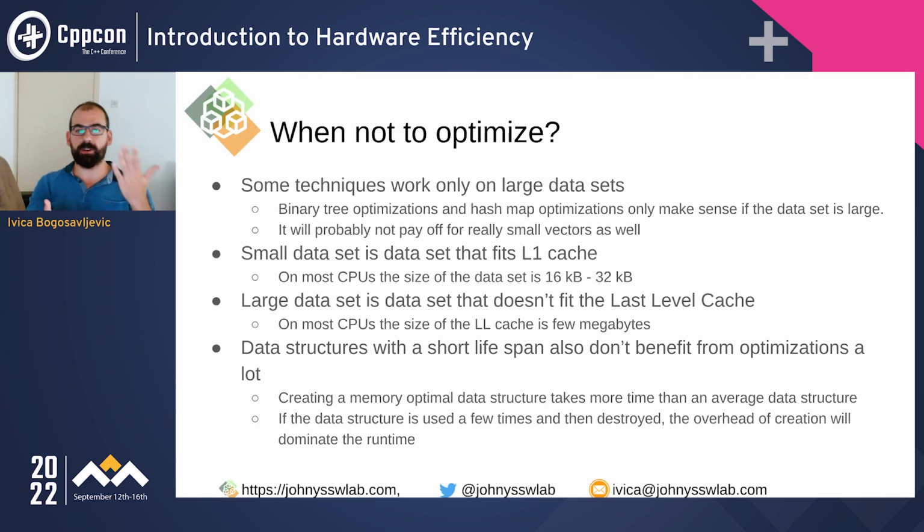In the CPU, there are several caches in a hierarchy of caches. L1 is the fastest but the smallest, L2 is slower but bigger, and last level cache L3 is the biggest but it's the slowest. So if the data set is larger than the last level cache, for example, a few megabytes, then it actually does make sense to optimize. If you have data structures with a short lifespan, so you create a data structure to use it for a really short time and then you destroy it, they won't benefit from optimization a lot, because creating an optimal memory data structure takes more time and more resources. So if they're really short-lived, it doesn't pay off.